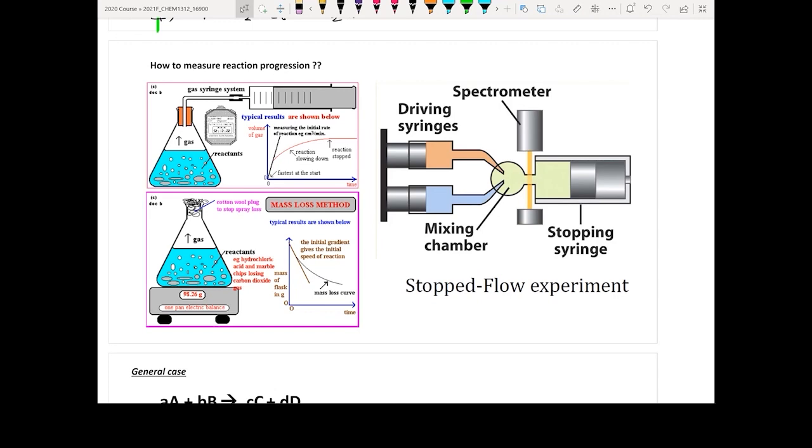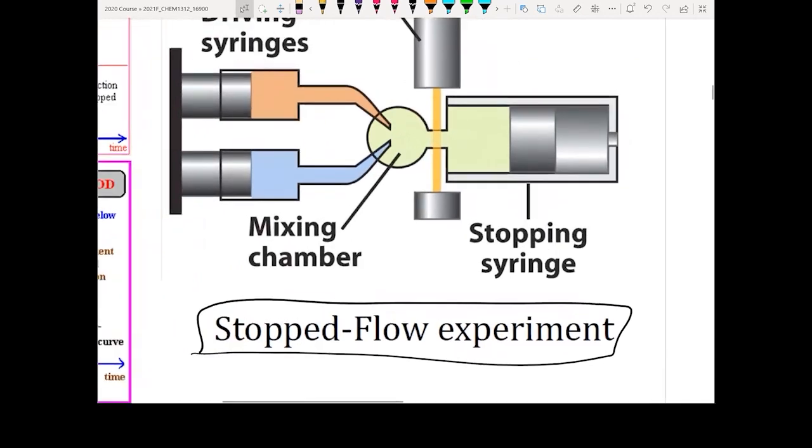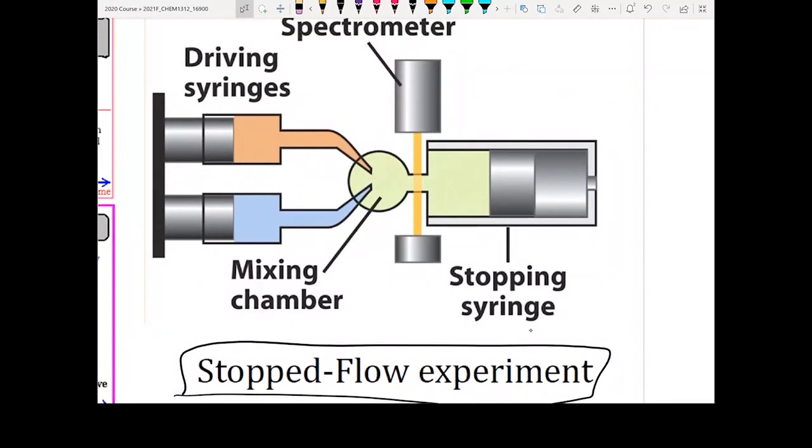So nowadays, the state-of-the-art technology is the so-called stopped-flow experiment. So it works like this. In the beginning, you have reactant species put in a syringe. For example, you have reactant 1, reactant 2. They are going to inject the reactant into a small vessel, and then it will mix quickly. Once they mix, the reaction starts to occur.